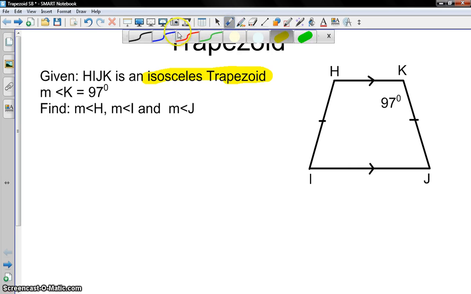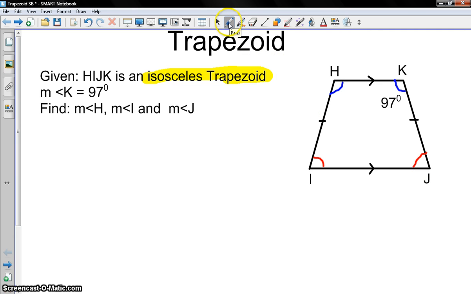Now what that means, isosceles trapezoid, as you look in the picture, they will give you that those two sides are congruent. But what they don't tell you are the other properties of trapezoids, and you do have to know those: the base angles are congruent. So that means angle K with angle H are going to be congruent, and also I with J. And the reason why they're congruent is they're base angles. Remember, HK and IJ are our bases.